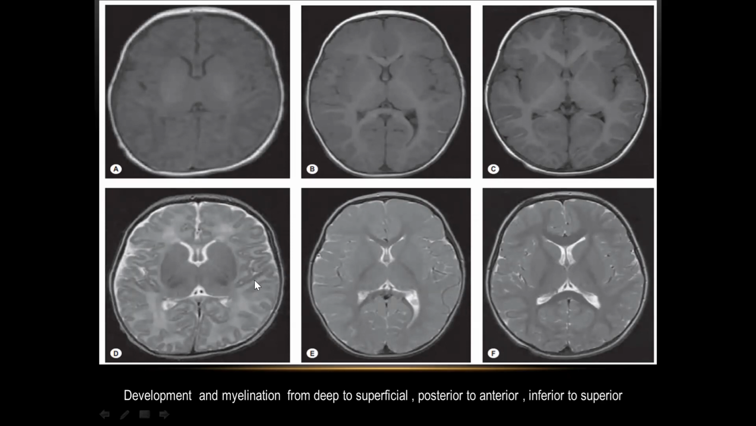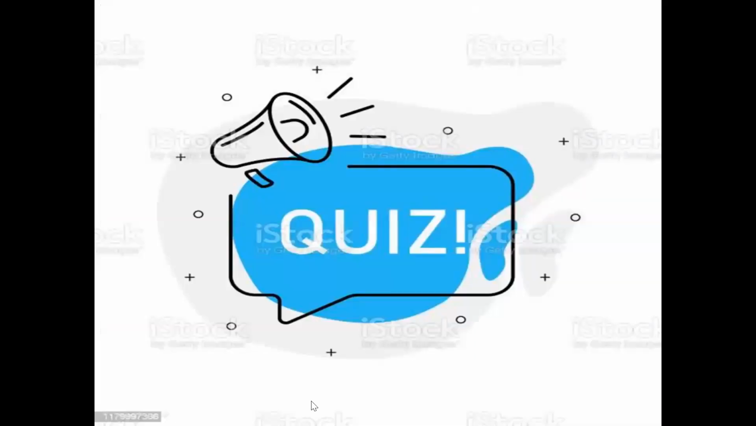Here is T2, also of the newborn. Because of incomplete myelination, T2 is reversed relative to T1. Here is the incomplete development of the white matter, which starts to develop, and here is complete development of white matter in an older child. So the development of myelin goes from deep to superficial, posterior to anterior, inferior to superior. And thank you all. Now go to the quiz.